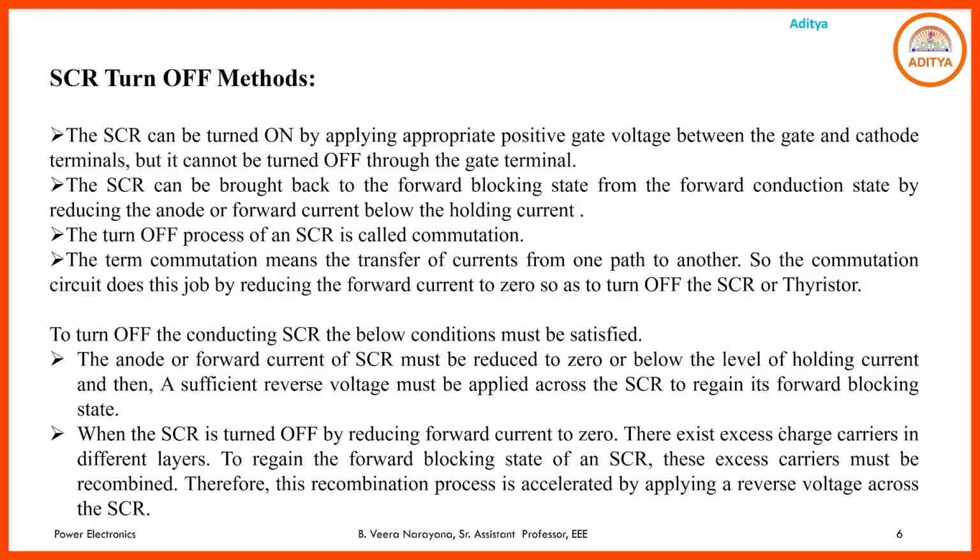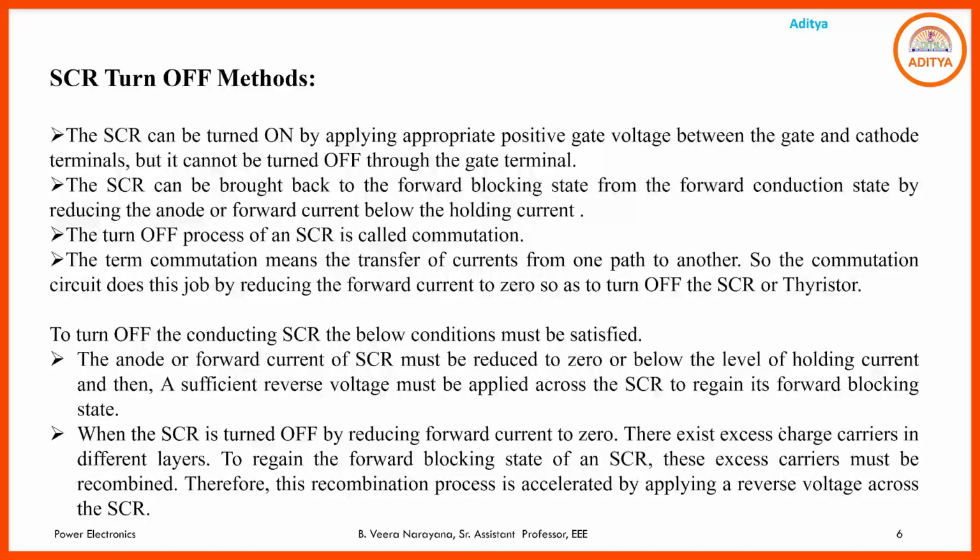Whenever the SCR is in forward blocking mode, if you provide a voltage across the gate and cathode terminals, then the SCR comes to the on state. Once the current flowing through the SCR crosses the latching current, the gate loses its control over the conduction of the SCR. That means the gate voltage is used to turn on the SCR, and if you remove the gate voltage once the current is greater than the latching current, it has no effect on the conduction. Continuously, the SCR will be in the on state.